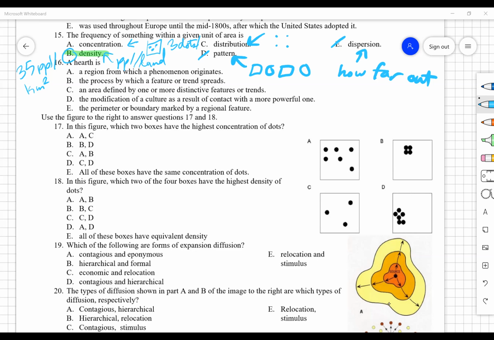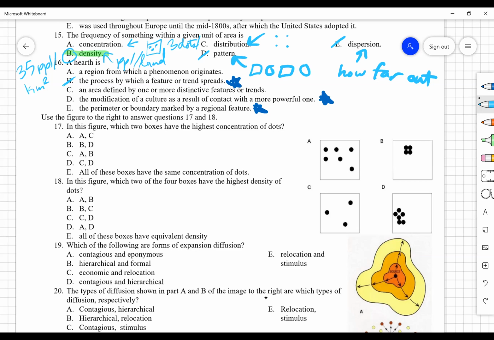Oopsies. Okay, I've just got a few chat messages. So I see B and C. Okay. So let's see. I'm sorry, it was A and C. You corrected yourself. So I'll only focus on why we're not going to talk about B, D, and E right now. So B, the process by which a feature or trend spreads. That one is diffusion, not hearth.